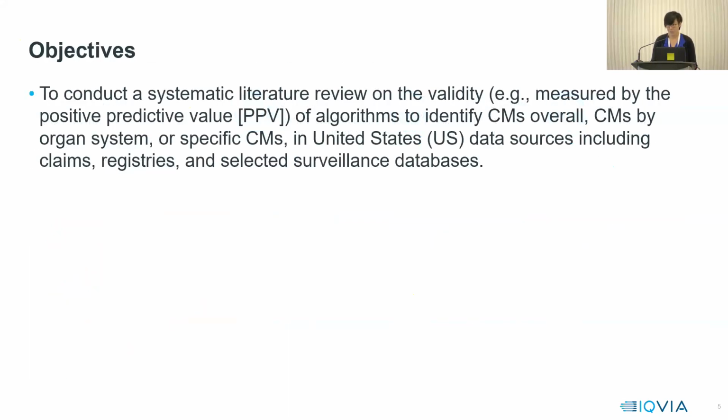So the objective of the study is to conduct a systematic literature review on the validity of the algorithms to identify overall congenital malformation, by organ systems, or specific congenital malformations. And we focus on the US data sources, including claims, registries, and selected surveillance databases.